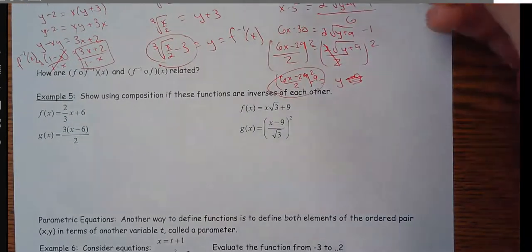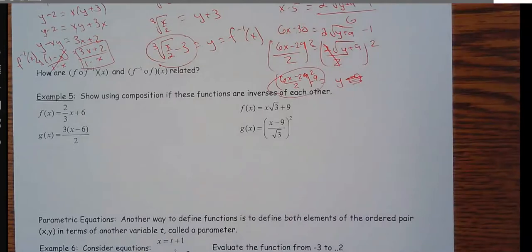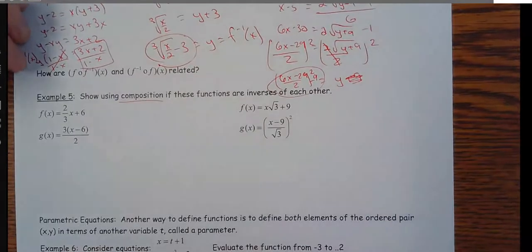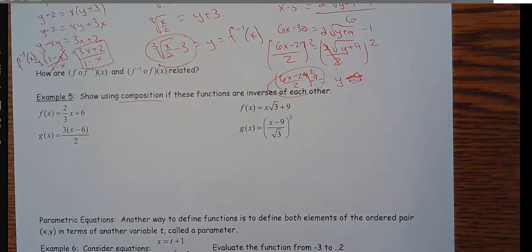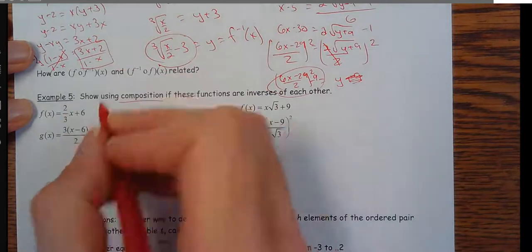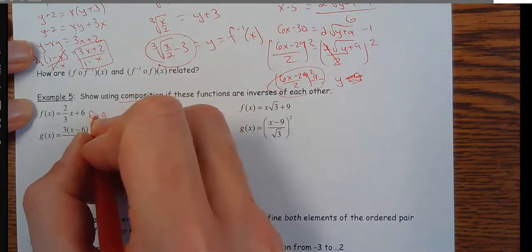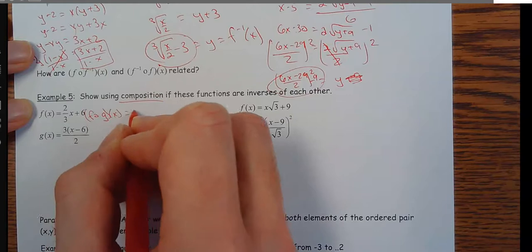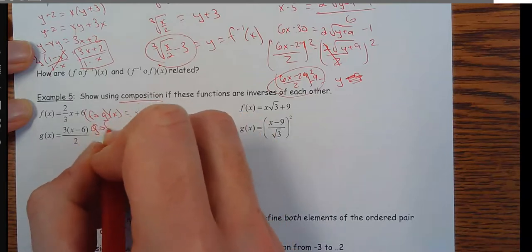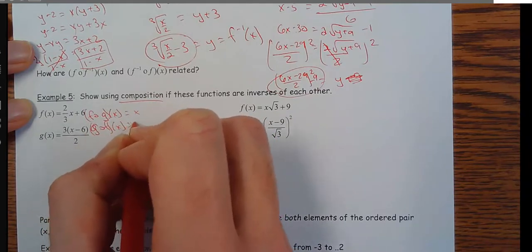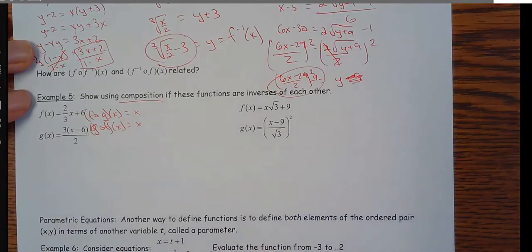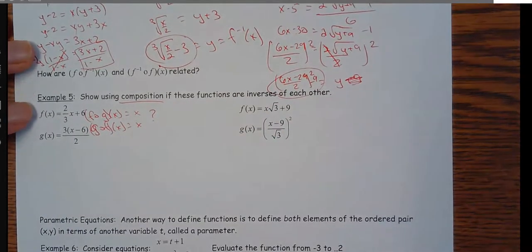So that was if I gave you one function, I want you to find the inverse. Here I'm going to give you two functions and say, are they inverses? So we can use composition to find out if they are inverses. How we do that is, if they're inverses, then f of g of x will equal x, and g of f of x will too. So both ways when you compose them, you get x.